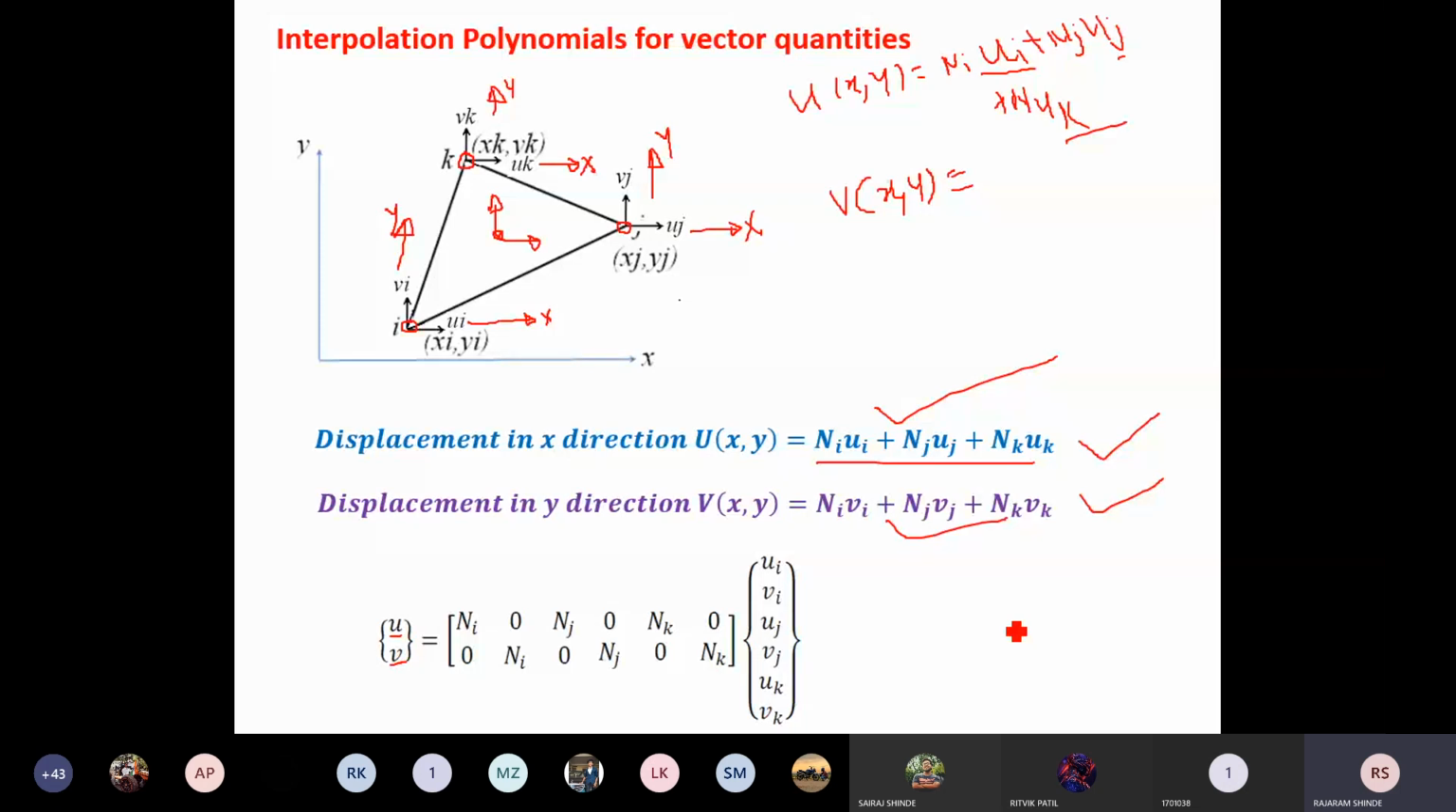Okay. Do you agree with this? Any doubt in this case? Here this is not a complicated thing. Just we have to use more number of equations.